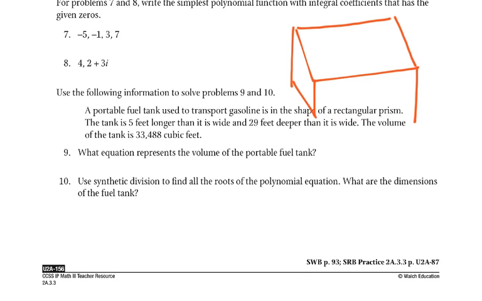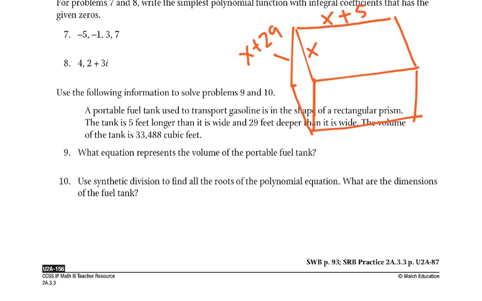I don't like my rectangular prism because I need to make this side a little longer. Okay. Now it says the tank is 5 feet longer than it is wide and 29 feet deeper than it is wide. So the width we'll call x. So it's 5 feet longer, so it'd be x plus 5, and 29 feet deeper than it is wide. So the depth here would be x plus 29.